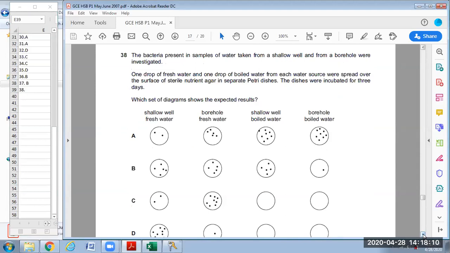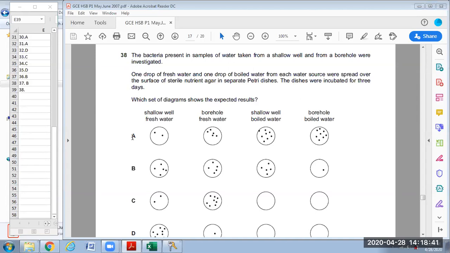The bacteria present in samples of water taken from a shallow well and from a borehole were investigated. 1 drop of fresh water and 1 drop of boiled water from each water source was spread over the surface of sterile nutrient agar in separate Petri dishes. The dishes were incubated for 3 days. Which set of diagrams shows the expected results?